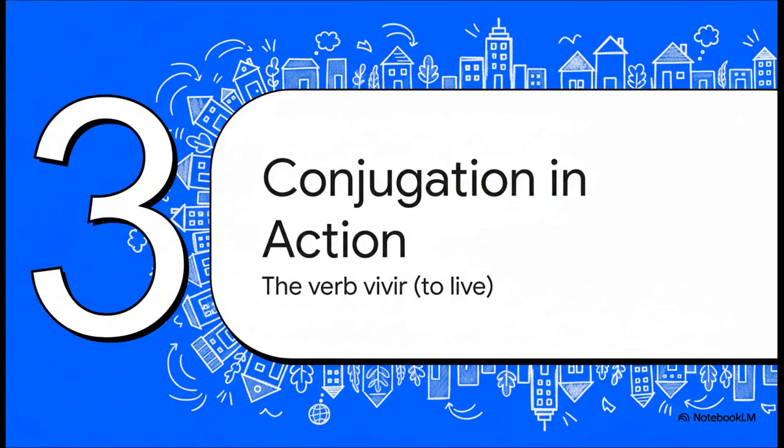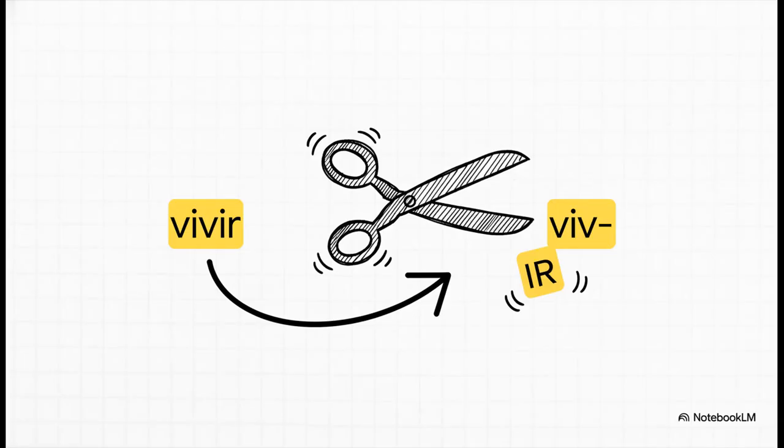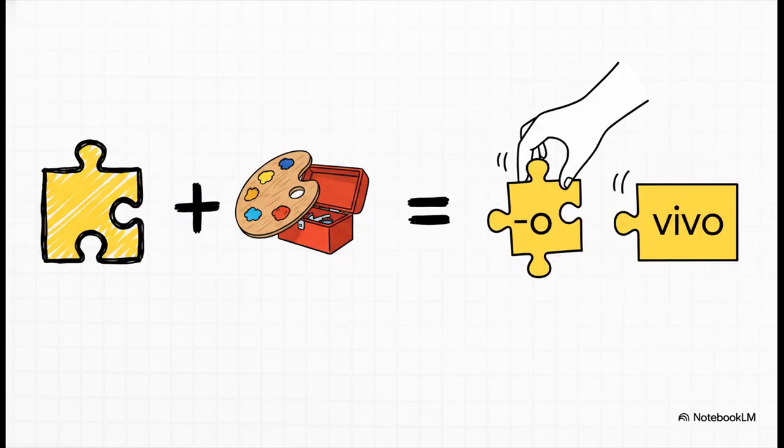Okay, theory is great and all, but let's see this formula work its magic out in the real world. We're going to use the verb vivir, which, as we know, means to live. Let's start with step one. We take our verb, vivir, and we get rid of that IR ending. That leaves us with our stem, viv. Easy. Now for step two. If I want to say I live, I just take that stem, viv, and I grab the yo ending from our toolkit, which is O. Viv plus O equals vivo. It's that simple. Yo vivo en Madrid.